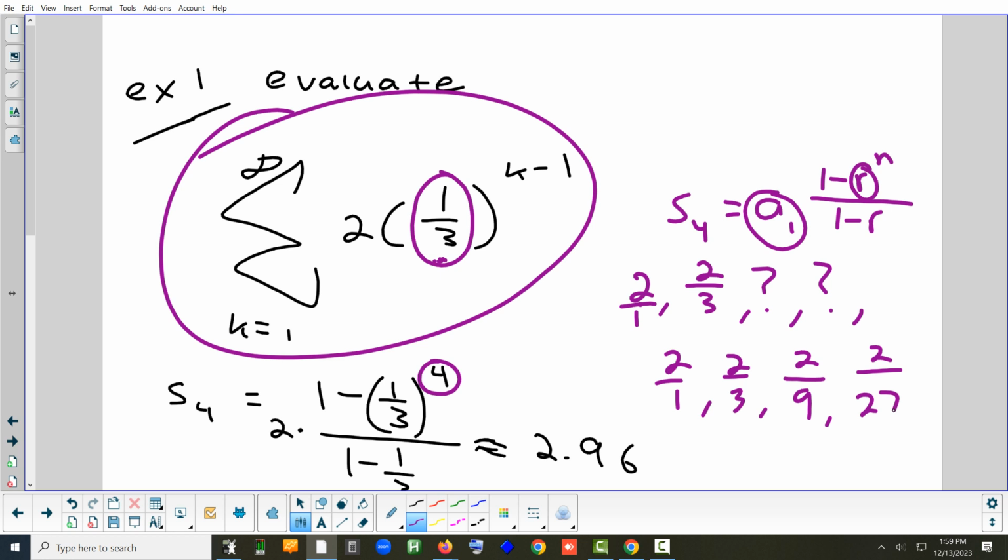Positive infinity. Oh, sorry. 3. Zero. 2/27, that's not 3. It's getting close to zero. The terms are getting closer to 0 because the denominator is tripling each time. So the individual terms are getting closer to 0.